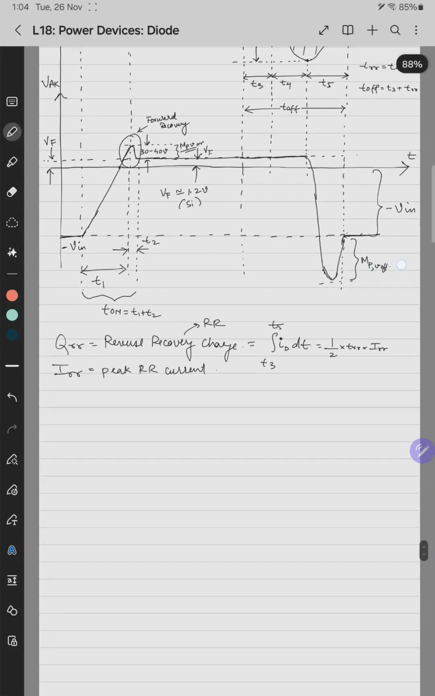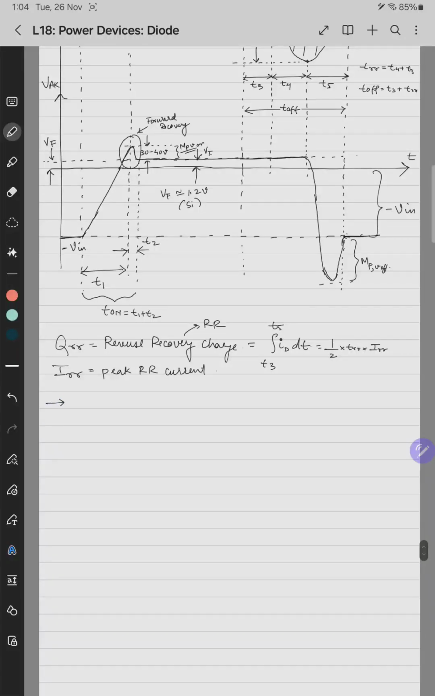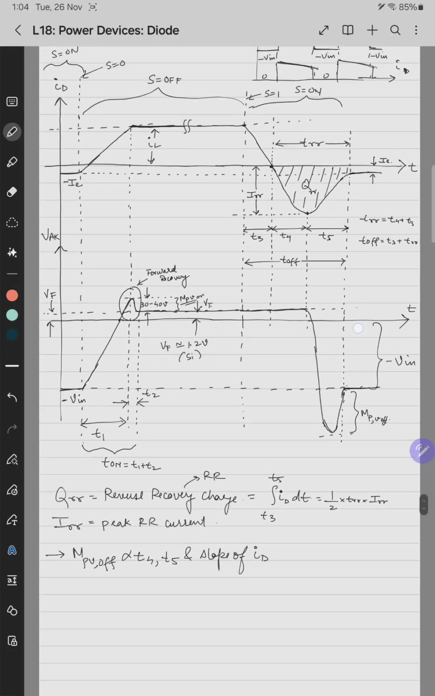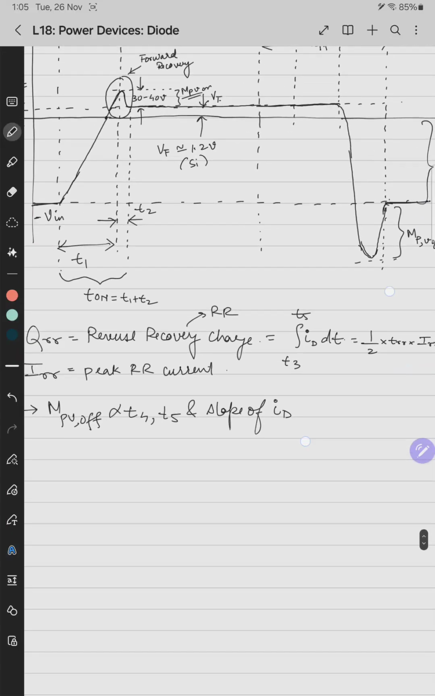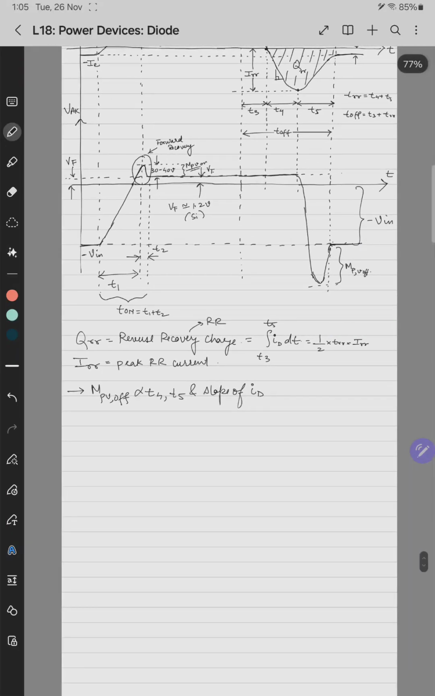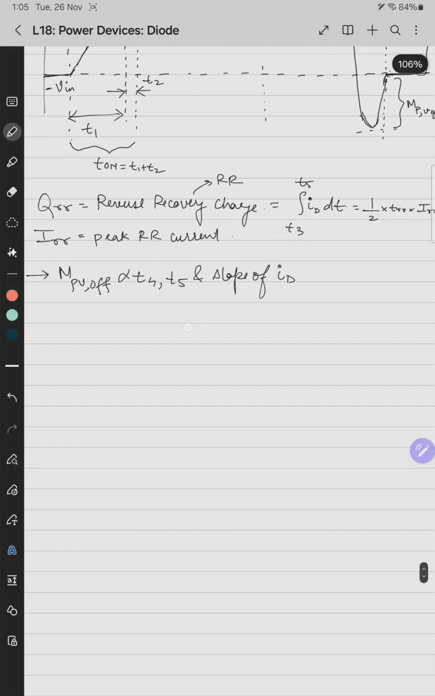Sorry, undershoot, not overshoot. One interesting thing observed is that this MPV off is directly proportional to T4, T5 and the slope of falling of ID. This slope is the rate at which ID falls. The slope of ID depends on the type of diode used: is it a fast recovery diode, a Schottky diode or a rectifier diode? So it decides the undershoot of the voltage waveform.